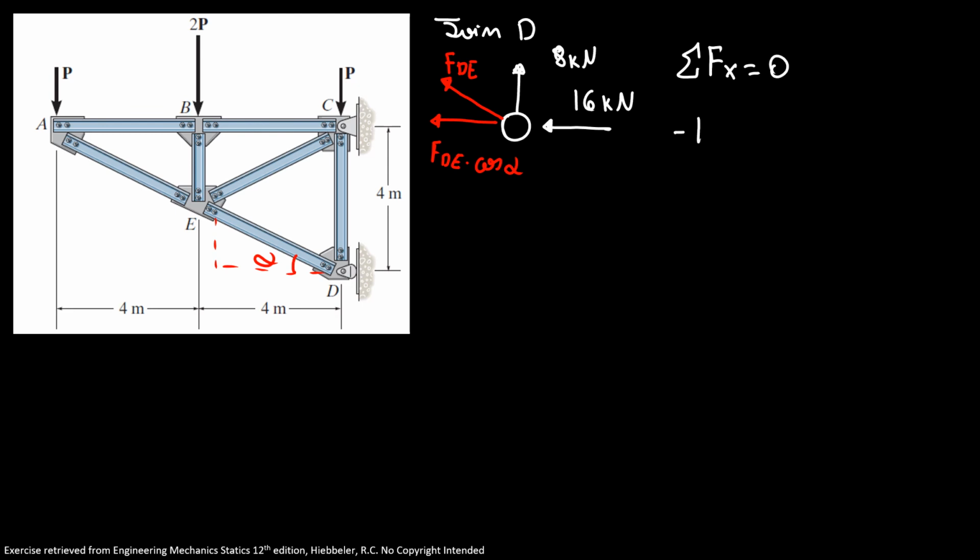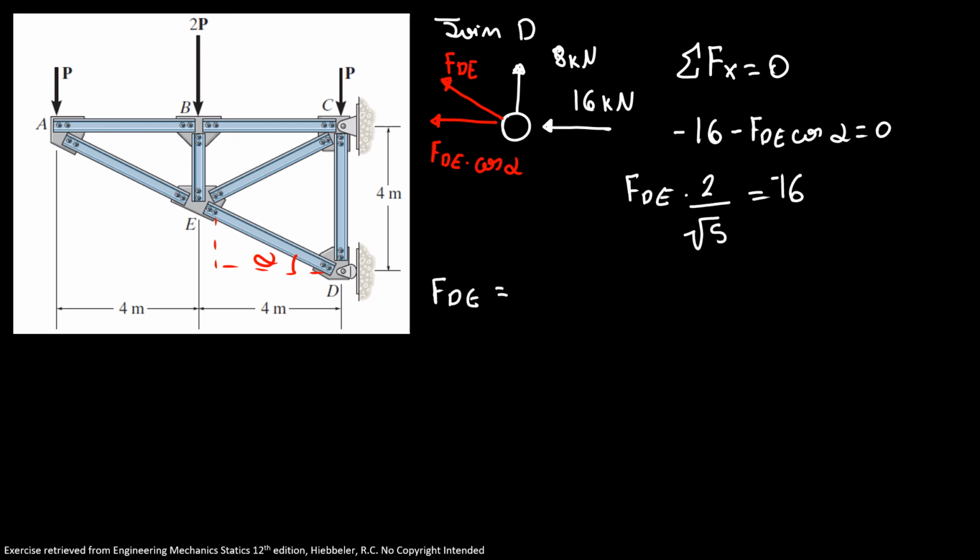Minus 16 minus FDE cosine of alpha is equal to 0, and we have our force DE times 2 over square root of 5 is equal to 16, minus 16, sorry, and then we have FDE is equal to minus 17.9 kilonewtons in compression. So this, we finish our exercise. We found every member and we state if it's in compression or tension.